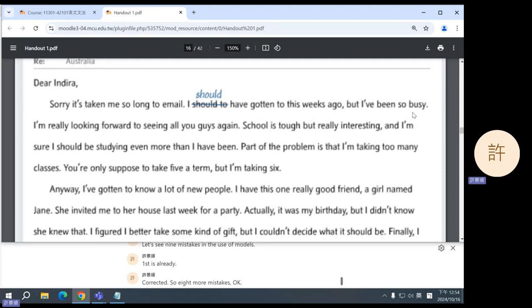I've been so busy. I'm really looking forward to seeing all you guys again. School is tough, but really interesting, and I'm sure I should be studying even more than I have been. Part of the problem is that I'm taking too many classes. You're only supposed to. It's missing a D. You're only supposed to take 5 a term, but I'm taking 6.